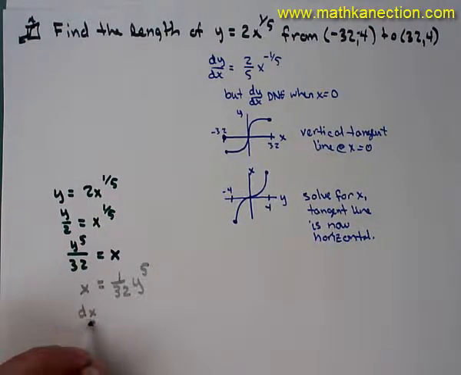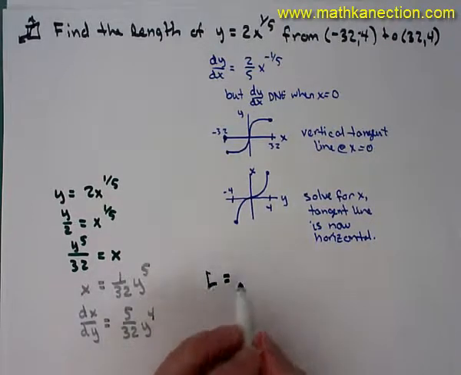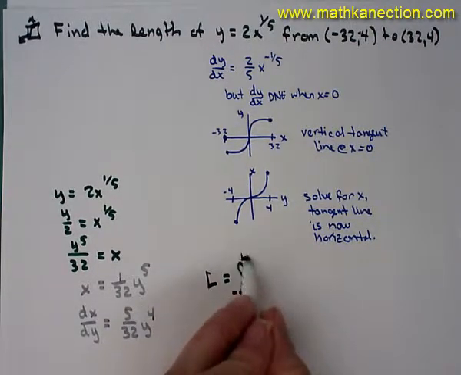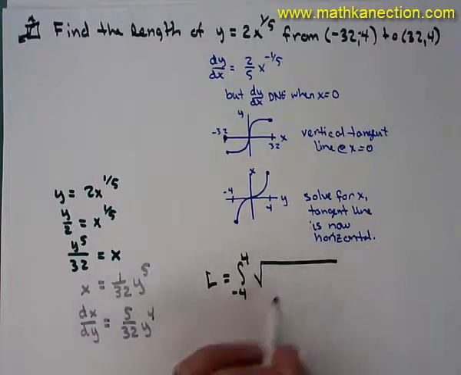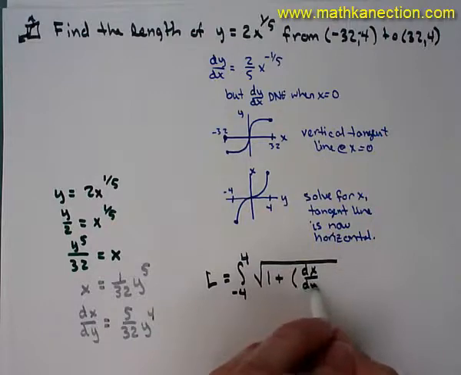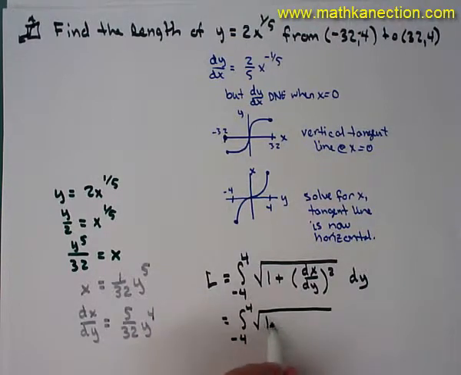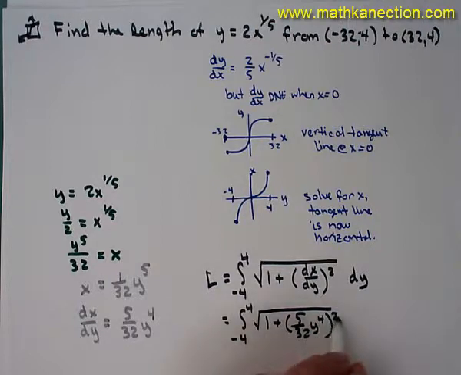So taking the derivative of x with respect to y, x is equal to 1/32 y to the 5th, so dx/dy is 5/32 y to the 4th. So then L is equal to the integral from negative 4 to 4 of the square root of 1 plus (dx/dy) squared dy. So the integral from negative 4 to 4 of the square root of 1 plus (5/32 y to the 4th) squared dy, and then using the calculator to get the answer of 67.172.